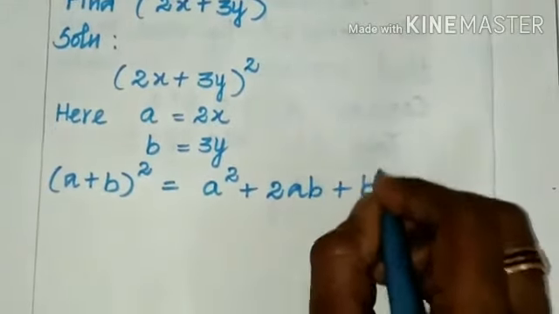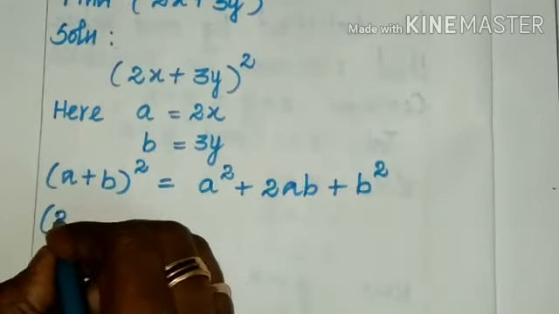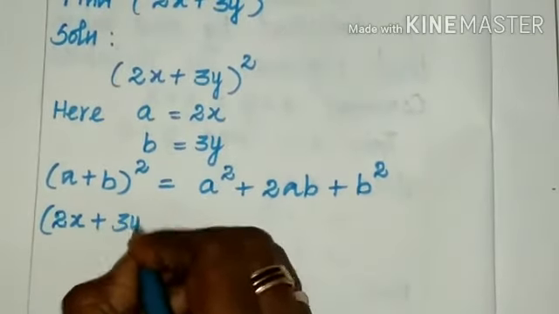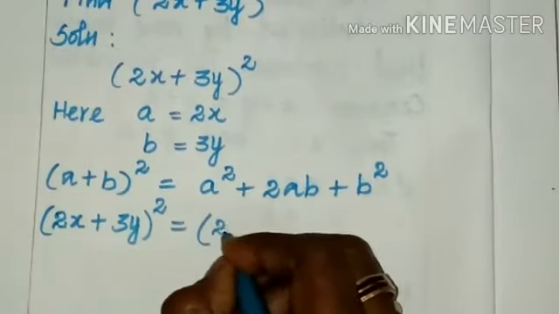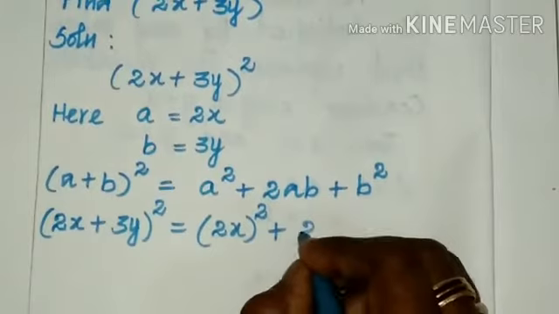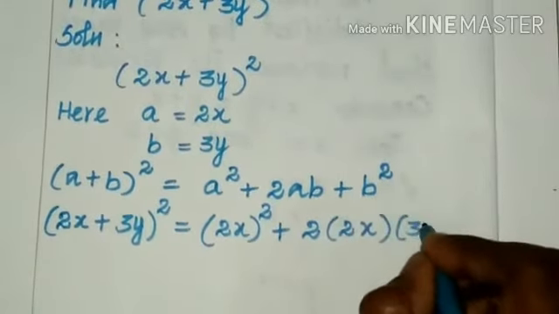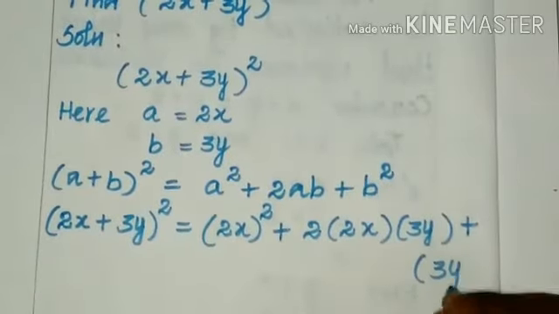square. Now you substitute the values. So what is the a value? 2x. What is the b value? 3y, which is equal to 2x the whole square plus 2 into 2x into 3y plus 3y the whole square.